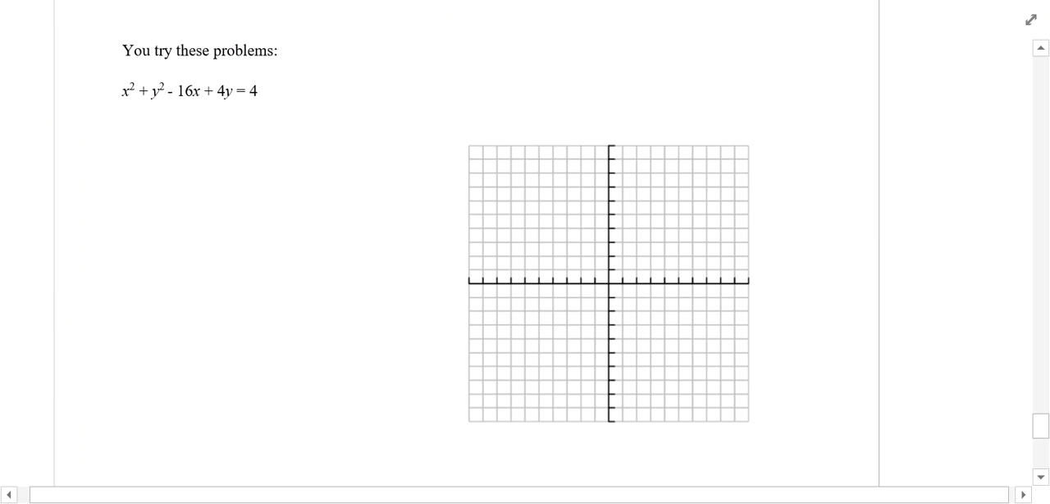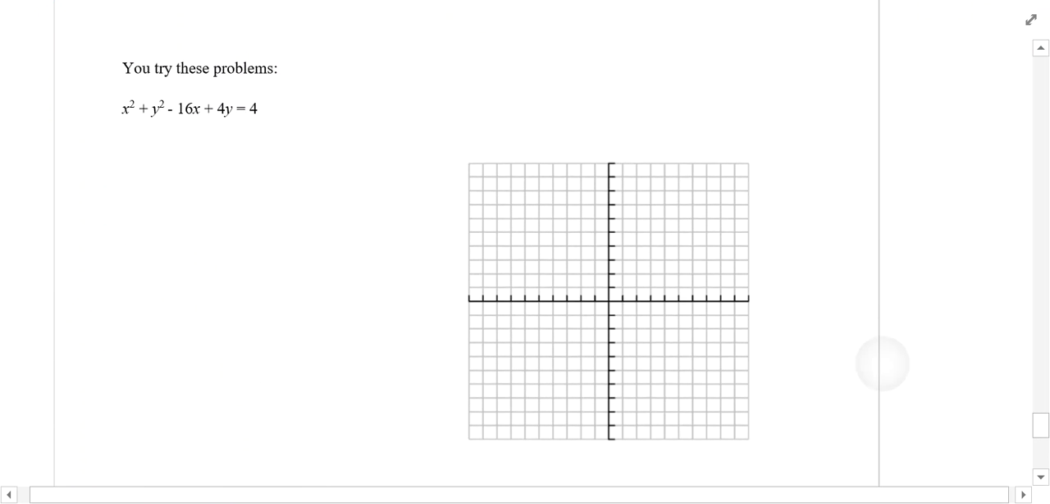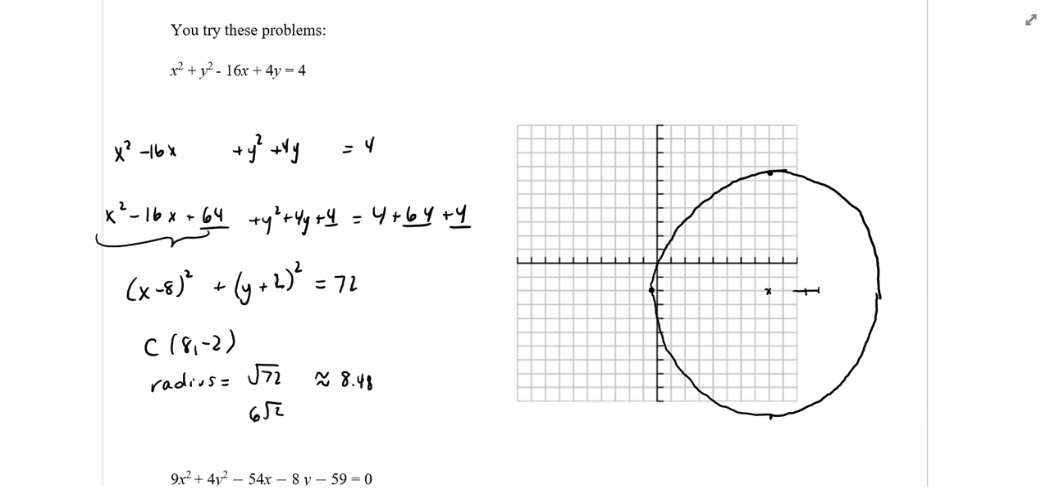So then there are 2 more problems for you to try. So pause the video and try those 2 on the last page. So here are the solutions. I'm sorry that one ran off the graph. So you might have scaled your graph to be every other.